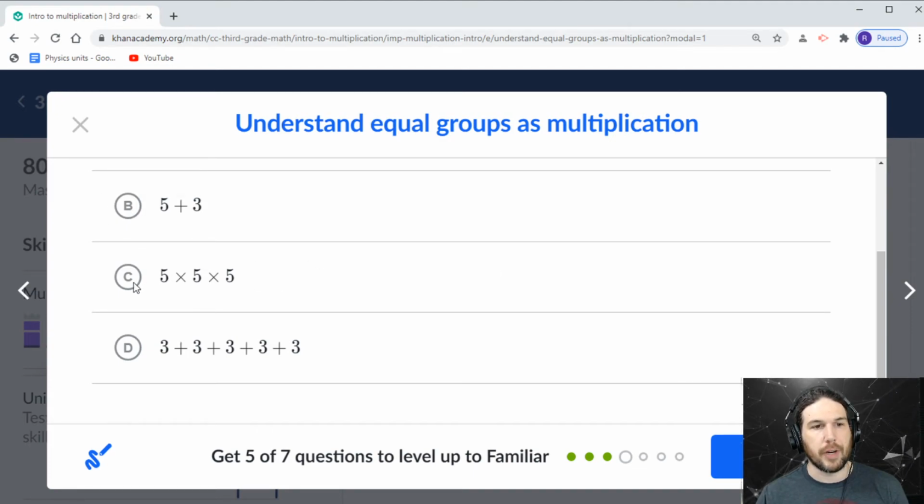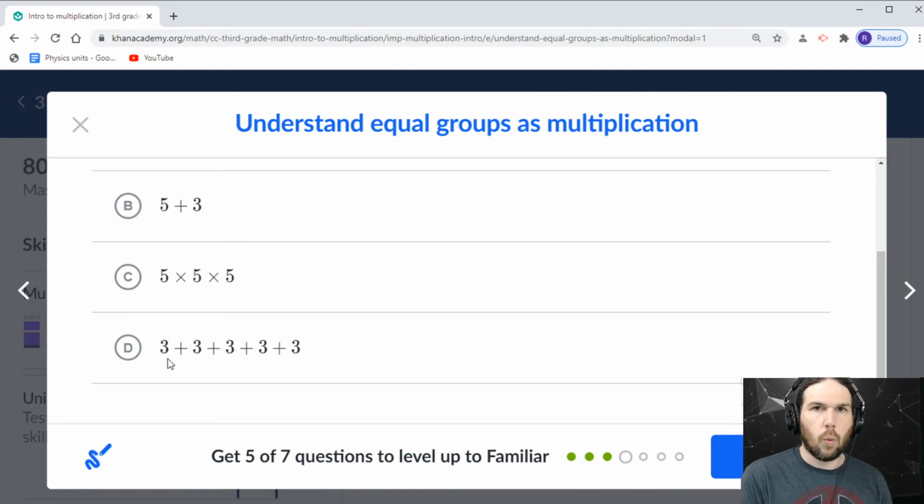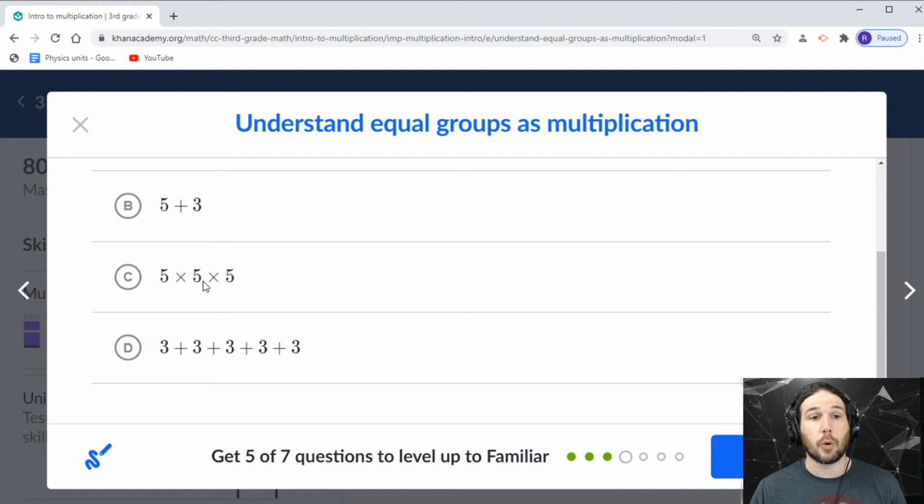So it's not 5 plus 3, and it's not 5 times 5 times 5. That's another thing. It's not 5 times 5 times 5. That is something that we will learn later on. We'll learn about exponents way later on. I think exponents don't come until like 6th or 7th grade. But it's not 5 times 5 times 5. You could say if these timeses were pluses, that would be correct. And then 3, 1, 2, 3, 4, 5 times, yes, that is correct. Because that's literally 5 threes. Look at them, count them. There's 5 of them.